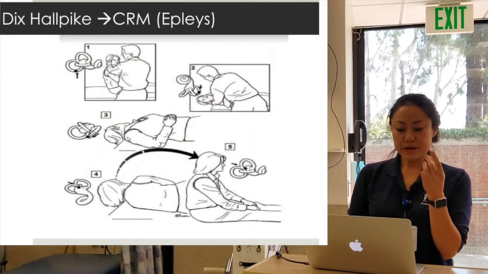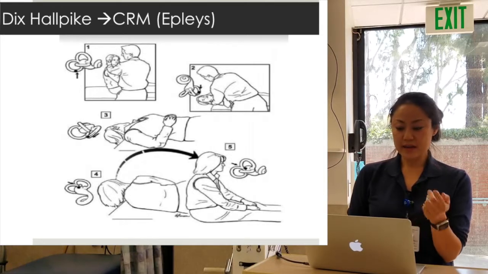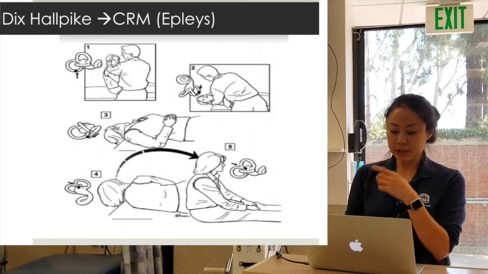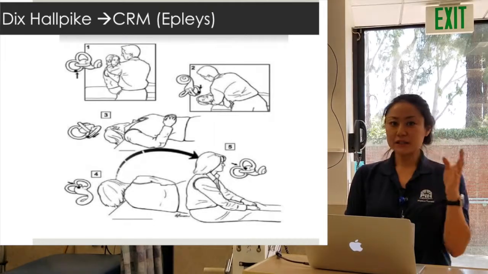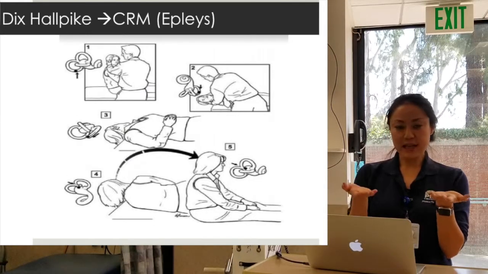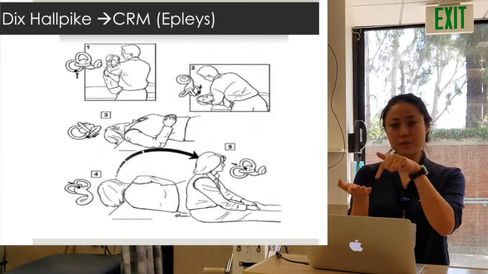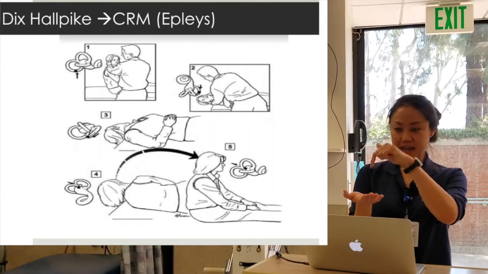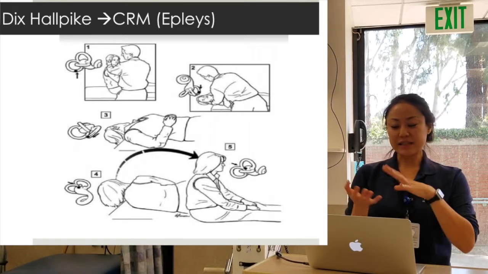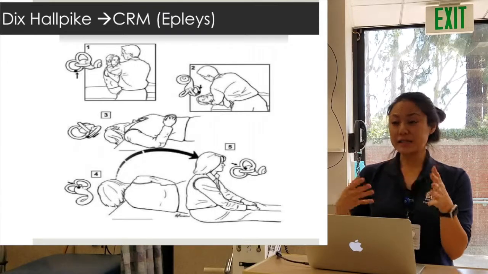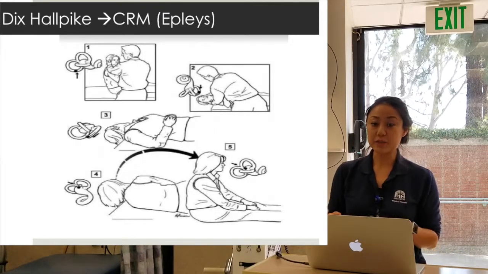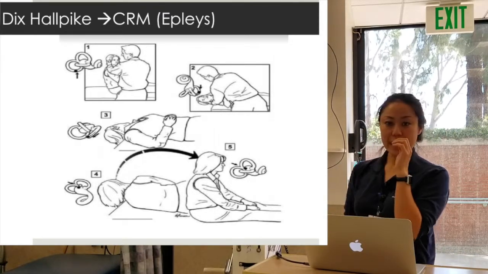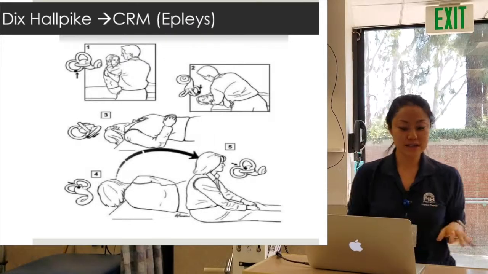Okay, so we'll go through the Dix-Hallpike testing into the Epley's repositioning maneuver. And what I like to explain to the patients is that it's like that little kid's maze game where you're trying to move that little ball through a maze and have it land in the center. That's what I'm doing to their head, trying to move the debris back to the center.